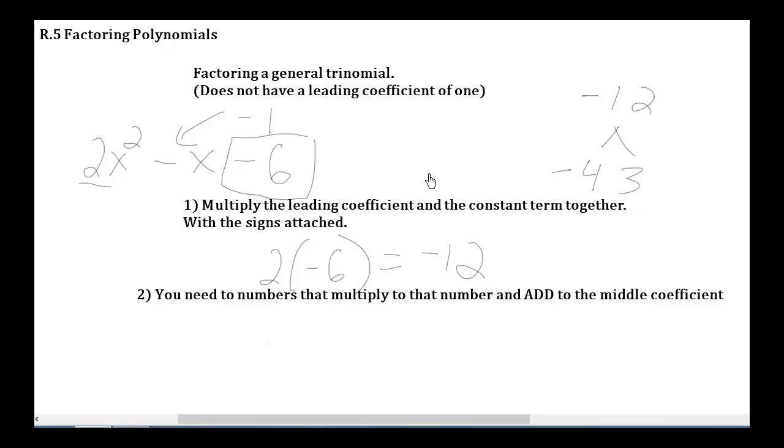So it's the same kind of thing that we do when we've got trinomials with leading coefficients of 1. And normally those are how it factors, but not when you have a general trinomial. So let's take a look at the next step.